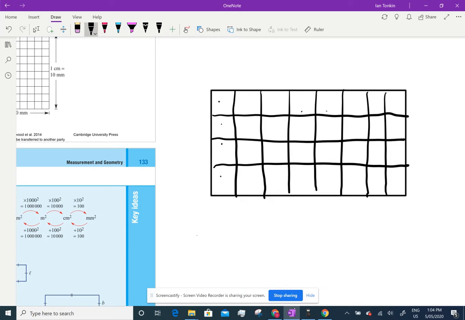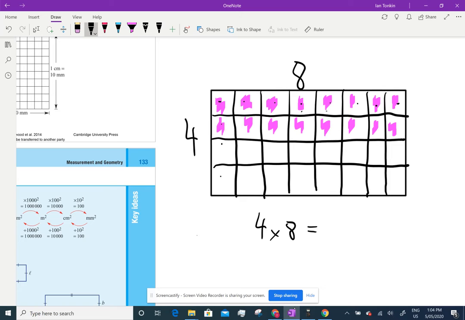1, 2, 3, 4. I've got 4 down here. 1, 2, 3, 4, 5, 6, 7, 8. 8 along here. And then I just count the squares. 1, 2, 3, 4, 5, 6, 7, 8, 9, 10, 11, 12, 13, 14, 15. Hold on a minute. Aren't there just 4 rows of 8? Couldn't I just quickly count them by going 4 times 8 and get 32 square units?